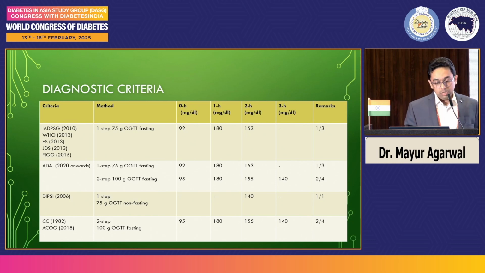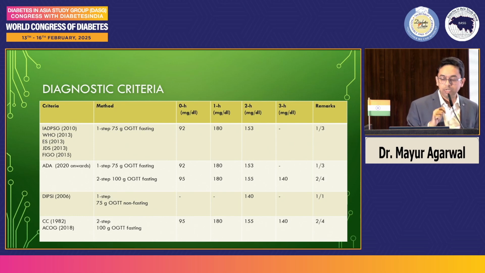Okay. Now the ACOG comes with a two-step. In the two-step, you first give, in non-fasting, 50 gram of anhydrous glucose, and if that is beyond the cutoff, there are different cutoffs, 130, 135, 140, you take 140. So if that is more than 140, you then do a two-step test. In the two-step test, you don't give 75.